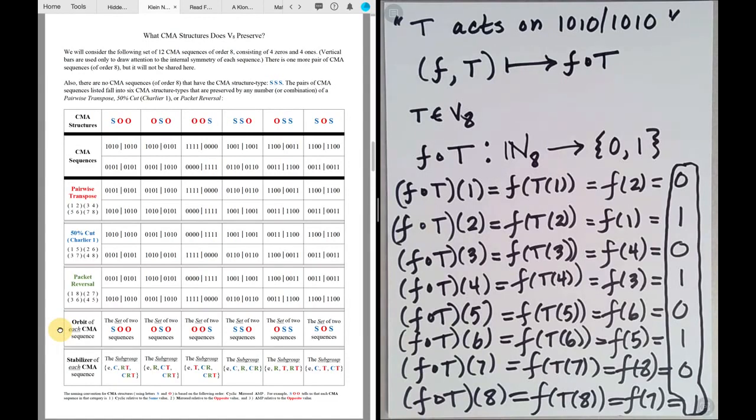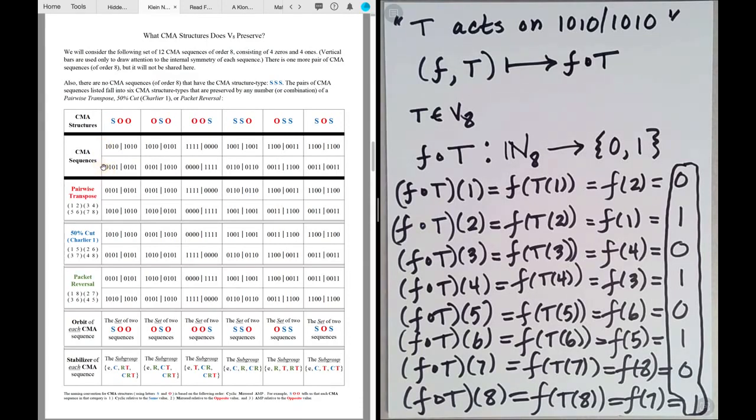It says the orbit of each of the CMA sequences in a particular column, and then it gives the answer. So for example, up here, we have a CMA structure type of SOO. Here are the two sequences. The top one is the one that we've been working with. If we apply all of the group elements, and we can just focus on the generators, that will be sufficient actually. Apply the generators on these two sequences, what kinds of things do we get out?